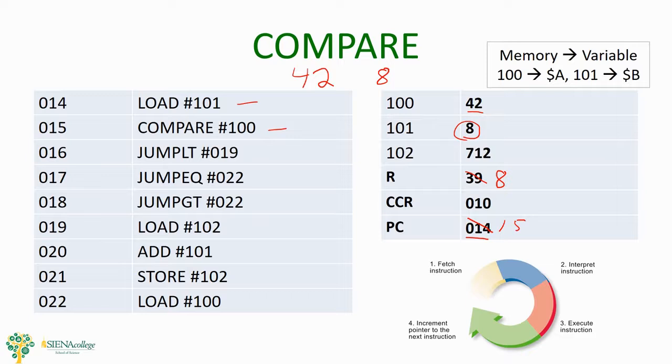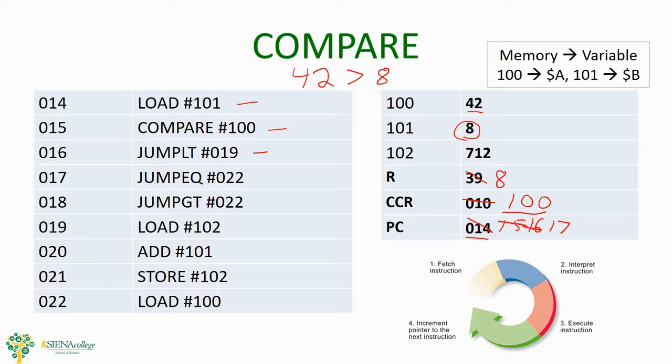Well, 42 is greater than 8. So that's going to produce a 100 in our comparison register. We're done with our compare. We go to program counter 16. Jump less than says we will jump if the comparison register is 001. Well, this is not 001. So we move now to 17.